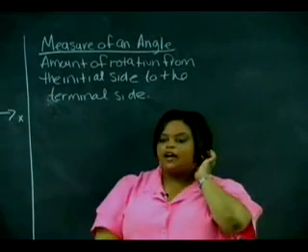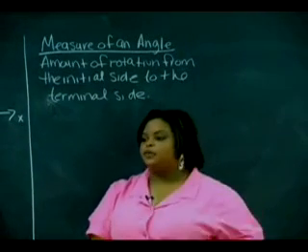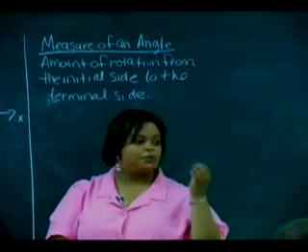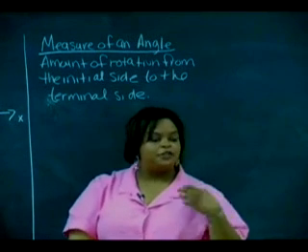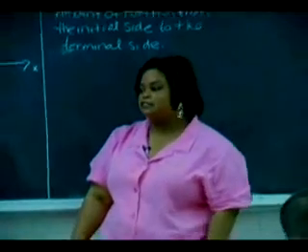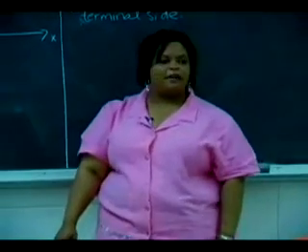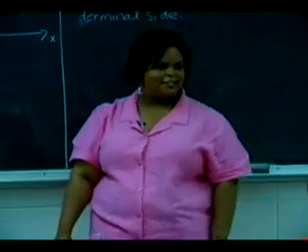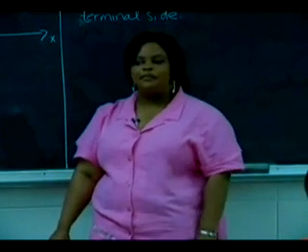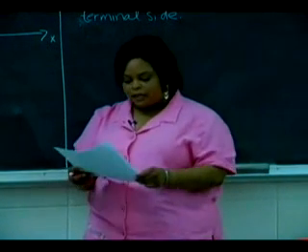Okay? Now, there are two ways we can measure angles. More commonly, we know what? Degrees, right? We've heard of degrees. We know that there are 360 degrees in a circle. And how many in a triangle? 180 degrees in a triangle. Those are basic things that we know. So we do have the degree measure.